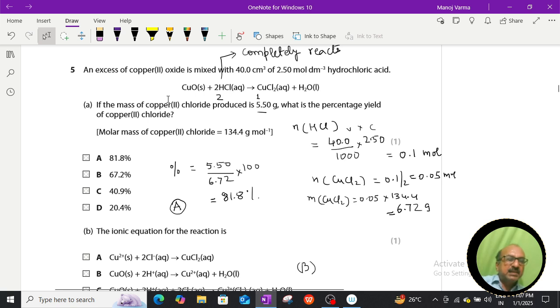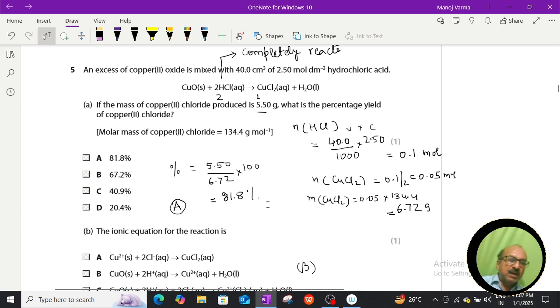So this 6.72 gram is the calculated amount of copper chloride which is formed from the hydrochloric acid. But the question says that the mass of the copper chloride produced is 5.50 gram, which you can see is less than the theoretical amount, which is 6.72 gram. This can happen because of many reasons, maybe experimental errors, because of which you did not get the desired amount. So percentage yield can be found out by using the formula: how much you actually got, 5.50, over how much was expected, 6.72, times 100% gives you the percentage yield, and this corresponds to 81.8, which corresponds to the answer A.